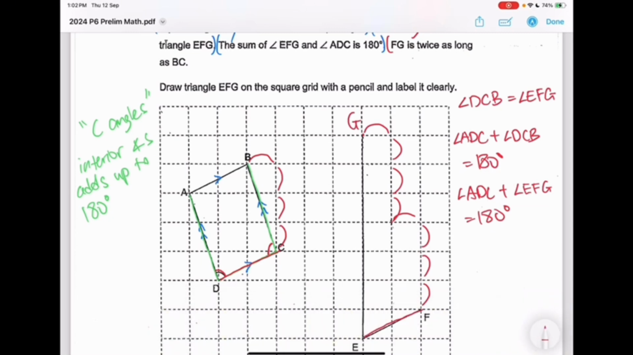So I'm going to label G right over here. Alright, let's move on to the question. It says, draw a triangle EFG on the square grid with a pencil and label it clearly.